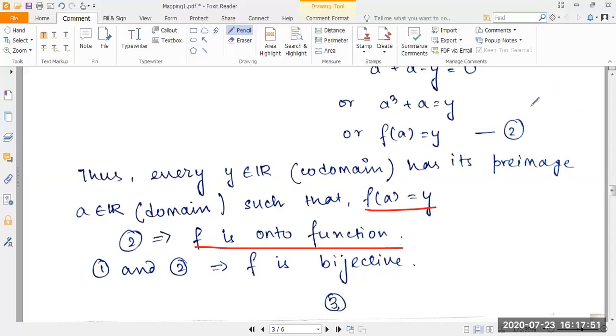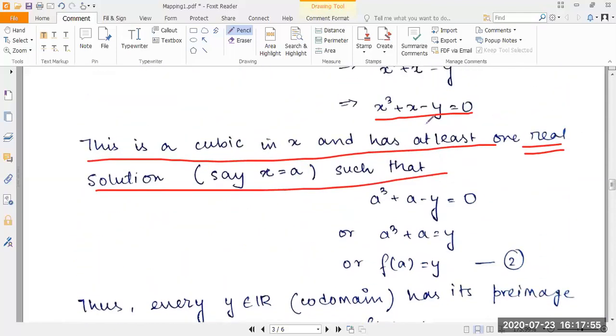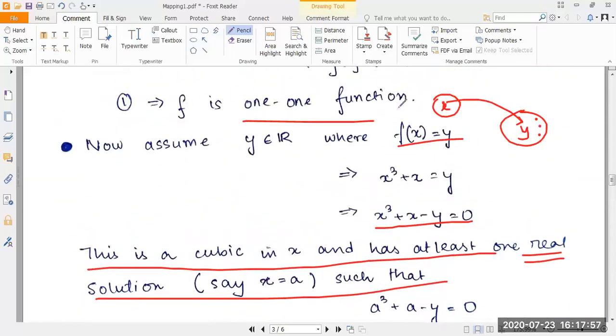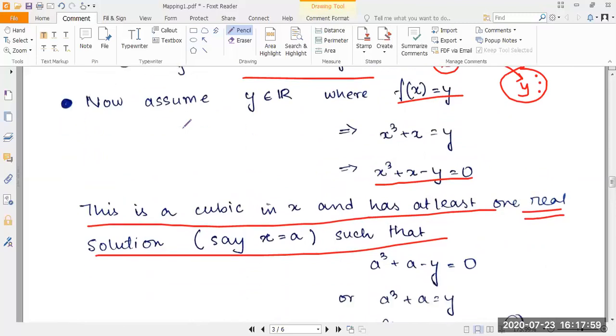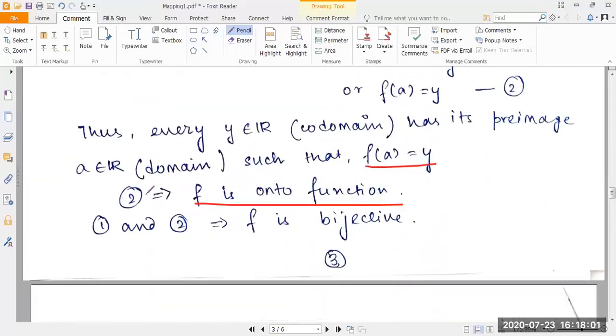Now in condition 1, we had said that f is a 1-1 function. And again, in condition 2, we are saying f is an onto function. So by definition, a function which is at the same time 1-1 and onto is called a bijective function. So 1 and 2 both together imply that f is a bijective function.